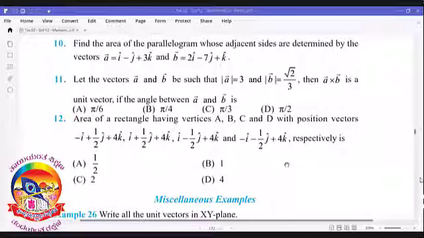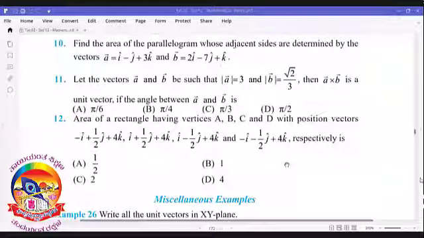You should find out A bar cross B bar, determinant I bar, J bar, K bar, 1, minus 1, 3, 2, minus 7, 1. So if you expand this one, you are going to get A bar cross B bar. After that, find out the value. Delta is equal to, that means area of parallelogram is given by mod A cross B.